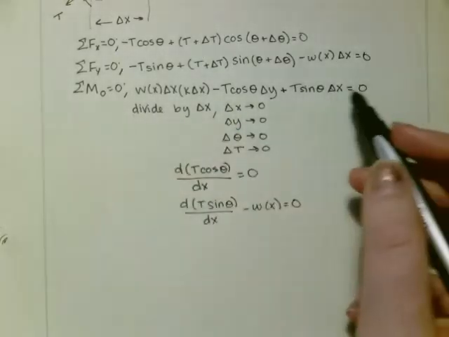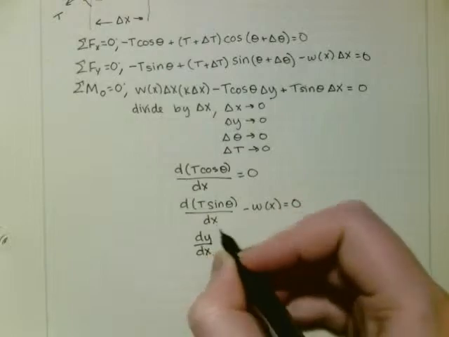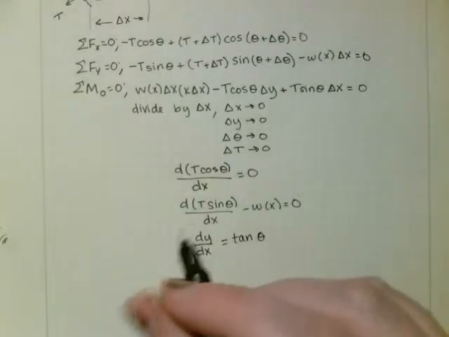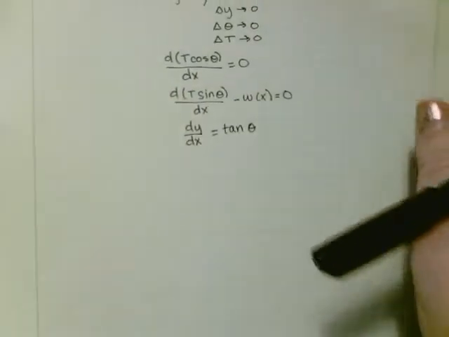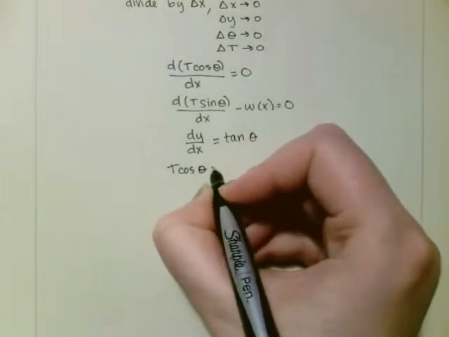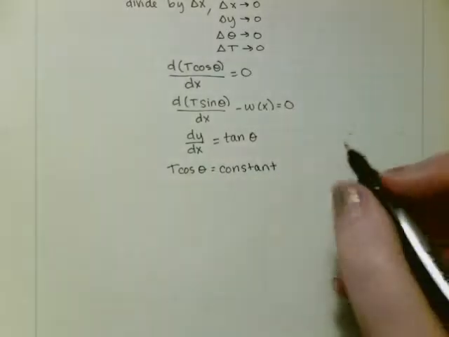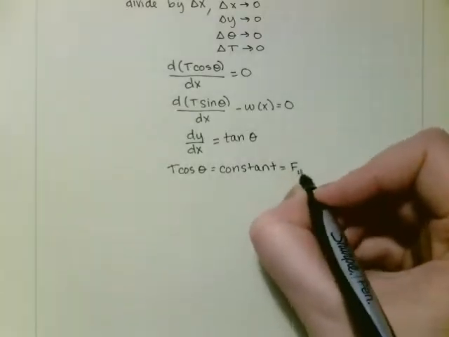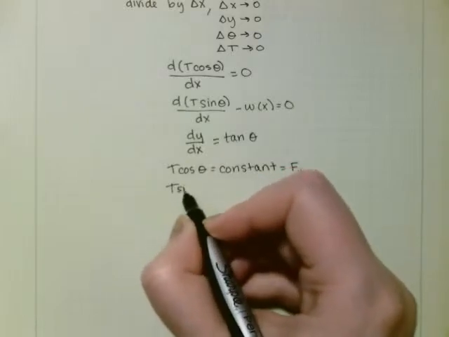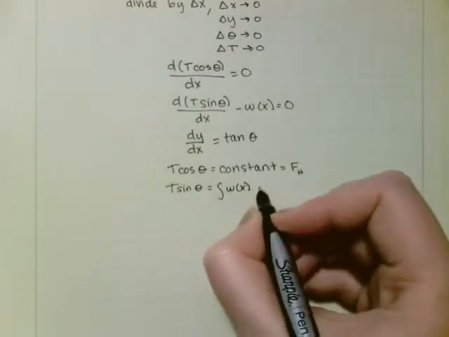Then finally, if you were to divide by delta x over here, you could get dy/dx is equal to the tangent of theta. So if you integrate this, you would just get that T cosine theta is equal to a constant, and we're going to call that constant F_H. Then do the same thing over here, integrate this, you'd get T sine theta is equal to the integral of w(x) dx.